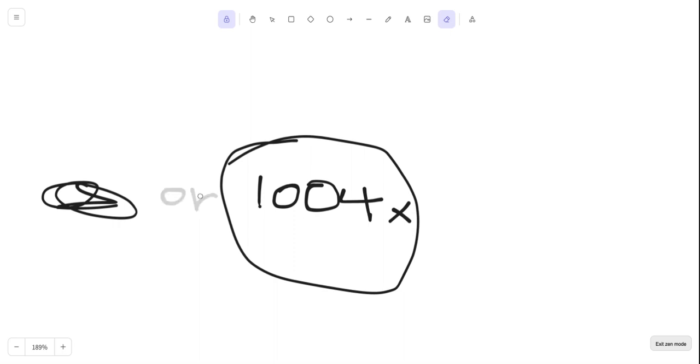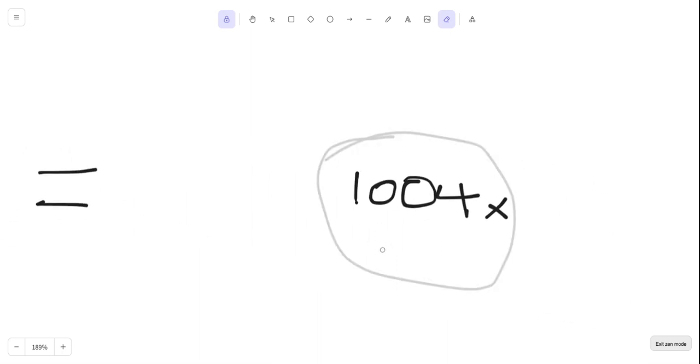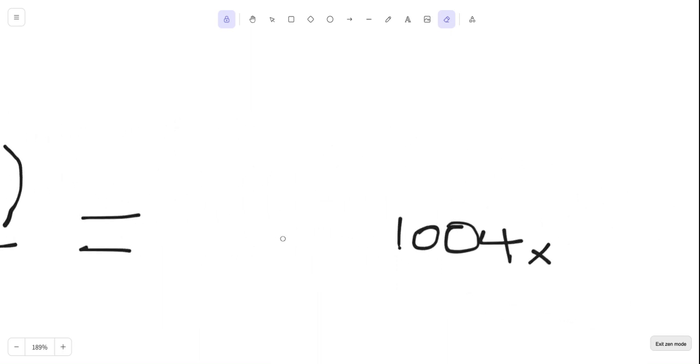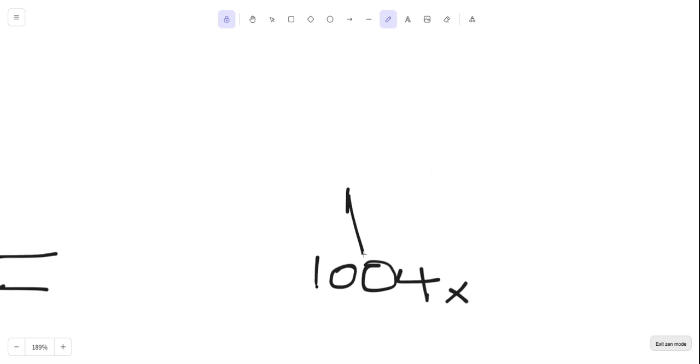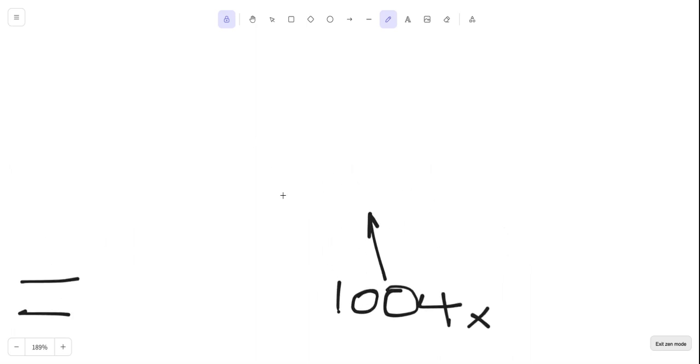Now, 1004x. We can take the factors of this. Divide by 4, it's 251. Let's see, is 251 divisible by anything really? Not 7. What about 13? No.